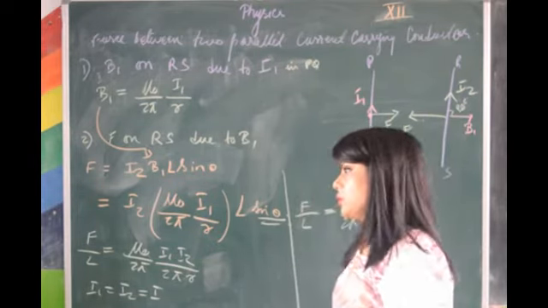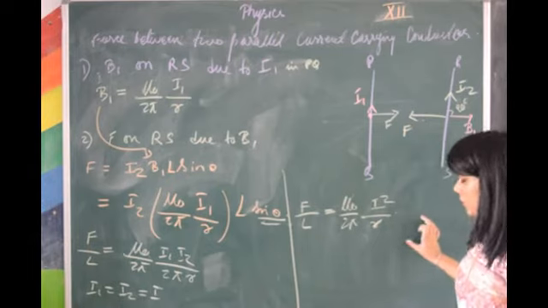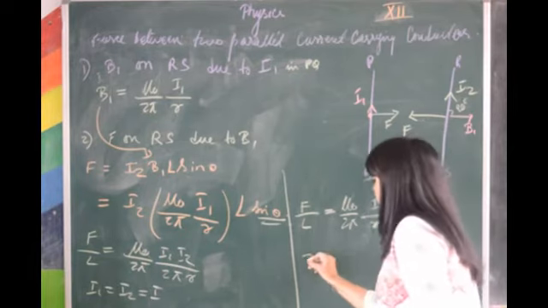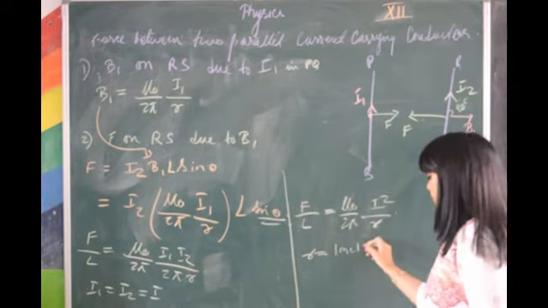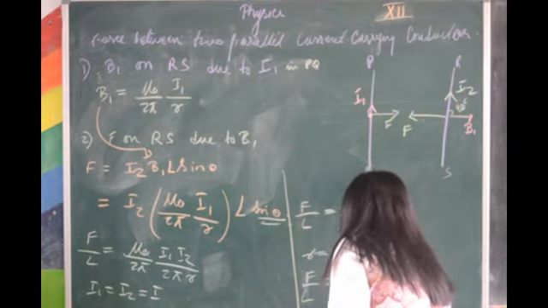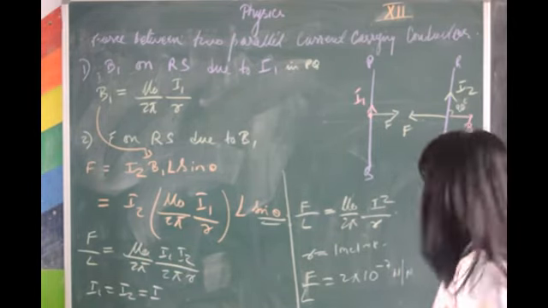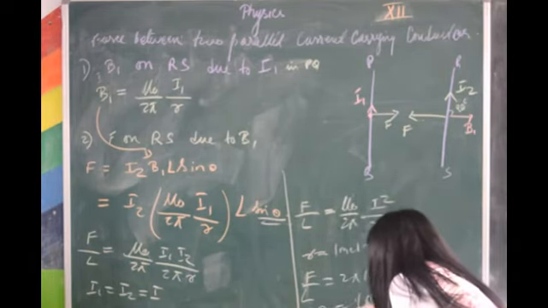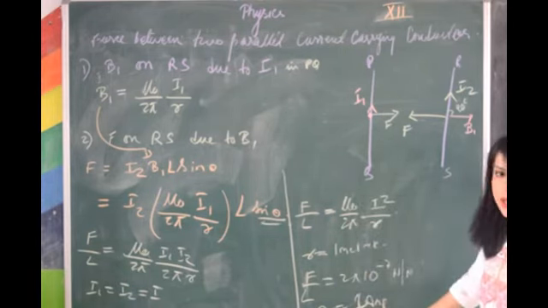Now from here we can also define the ampere. The ampere has been defined from this equation. Suppose we consider R, the distance between two conductors, to be 1 meter. And this force per length will be 2 into 10 to the power minus 7 Newton per meter. If this is the force per length, then current will be 1 ampere. So if force per unit length is this, where R is 1 meter, then your current will be 1 ampere.